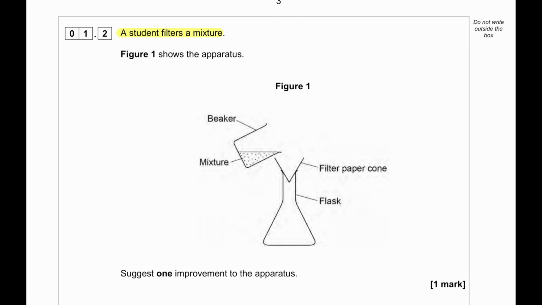Two, a student filters a mixture. Figure 1 shows the apparatus. In Figure 1, we can see in the beaker there is a mixture, and we can see there is a filter paper cone and there is a flask.